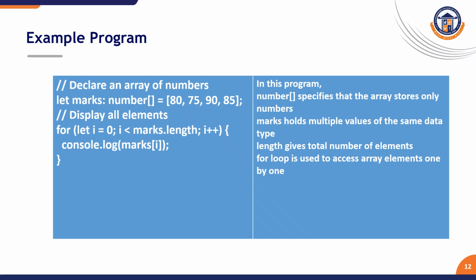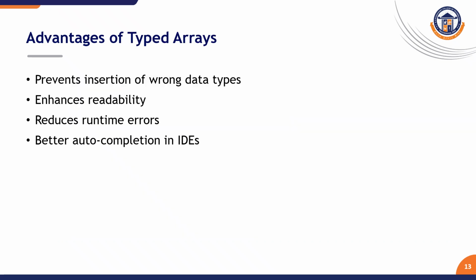Here we used a for loop. The loop starts from index 0 and ends at mark.length minus 1. i++ increases the index by 1 each time. It accesses elements one by one. It prints the values 80, 75, 90 and 85.